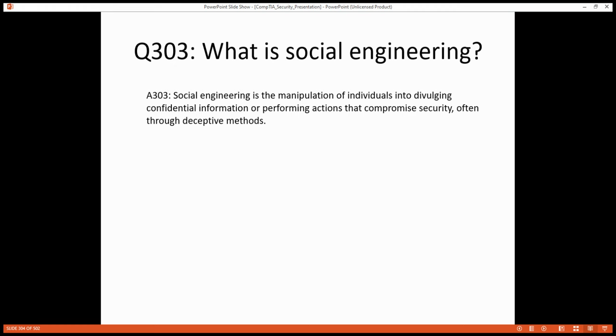Q303. What is social engineering? A303. Social engineering is the manipulation of individuals into divulging confidential information or performing actions that compromise security, often through deceptive methods.